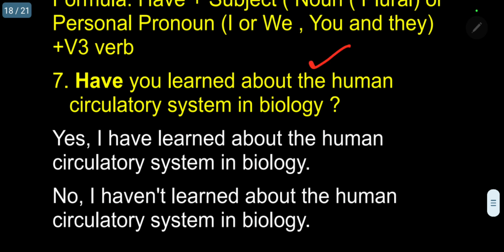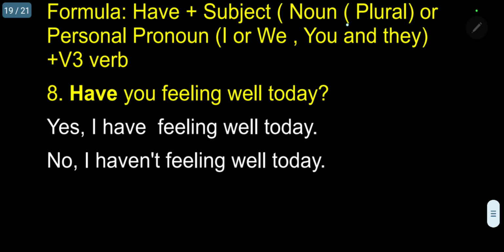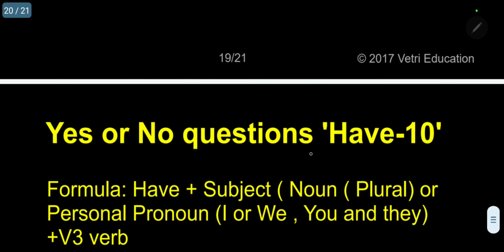Number 7. Have you learned about the human circulatory system in biology? Please follow, "you", so automatically "I" should come. Yes, I have learned about the human circulatory system in biology. Negative, no, I haven't learned about the human circulatory system in biology. Number 8. Have you feeling well today? You, so automatically I. Yes, I have feeling well today. Negative, no, I haven't feeling well today. Please follow.